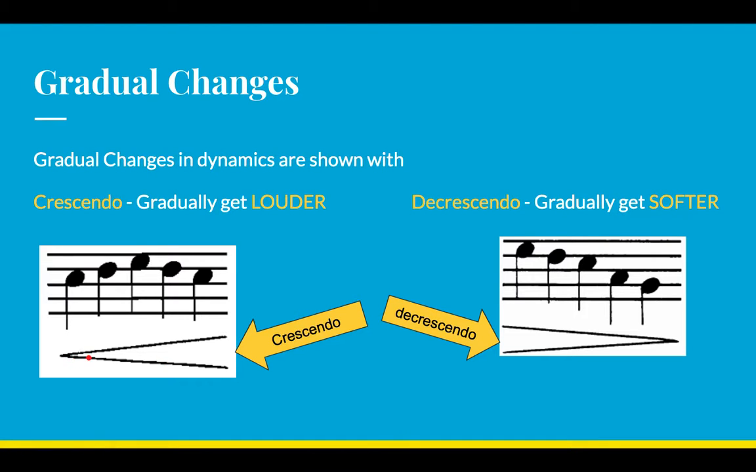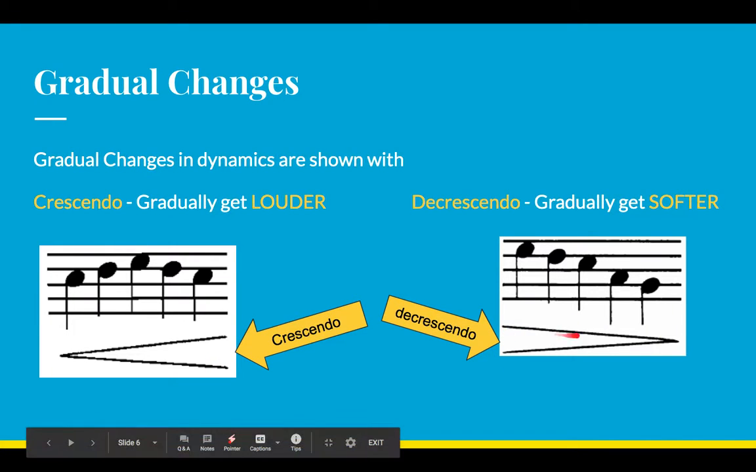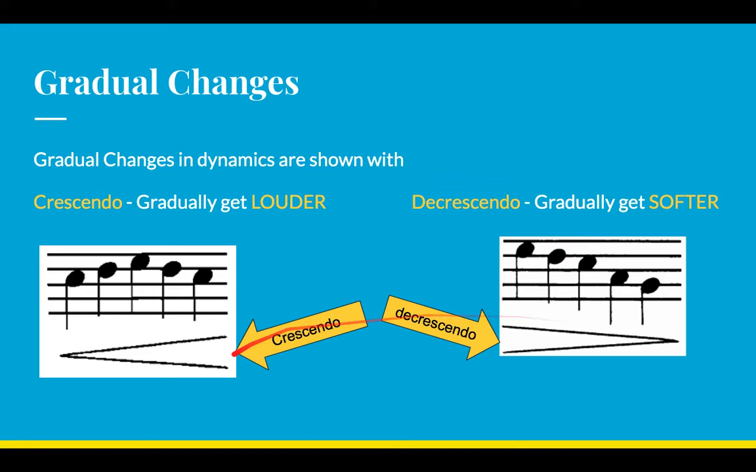What I want you to think about is, it starts small and it gets big. So what am I going to do? Start soft and get gradually louder, evenly throughout all the notes. We call that a crescendo. The opposite of that is called a decrescendo. It's literally the opposite shape. I'm going to start big and get little. I'm going to start loud and get soft.